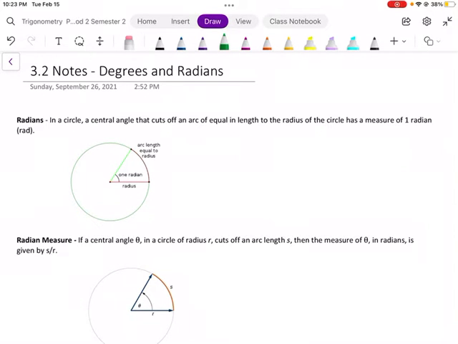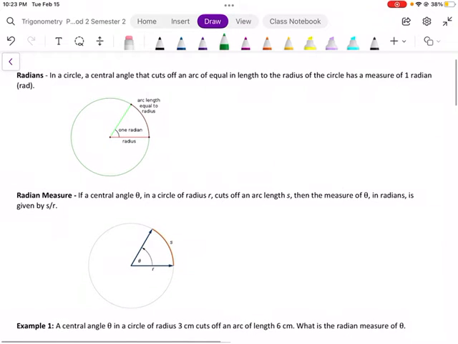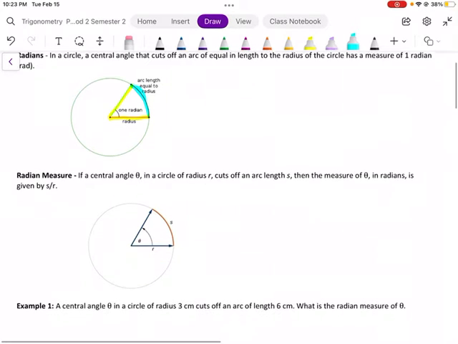3.2 is on degrees and radians. A radian of a circle has a central angle that cuts off an arc that is equal to the length of the radius of the circle. So that is going to be 1 radian. Each of these yellow highlighted segments is equal to the length of this blue arc. And that is what a radian is.